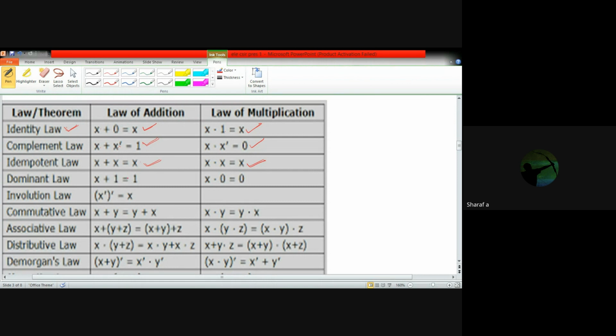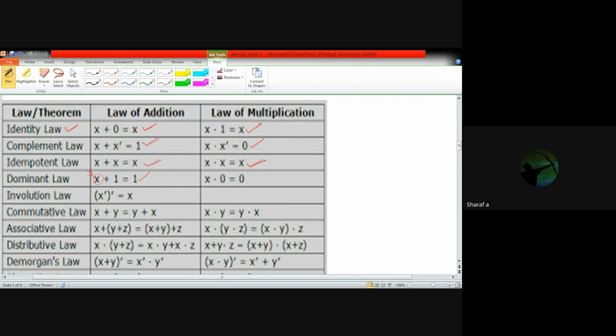Now if you consider x plus 1, this is the dominant law. Dominant law means 1 will always be dominant here. In x plus 1, you don't have to bother about x because the answer will always be 1. If x is 0, then 0 plus 1 is 1, and if x is 1, then 1 plus 1 is also 1. So if you add any variable with 1, the output will be 1.